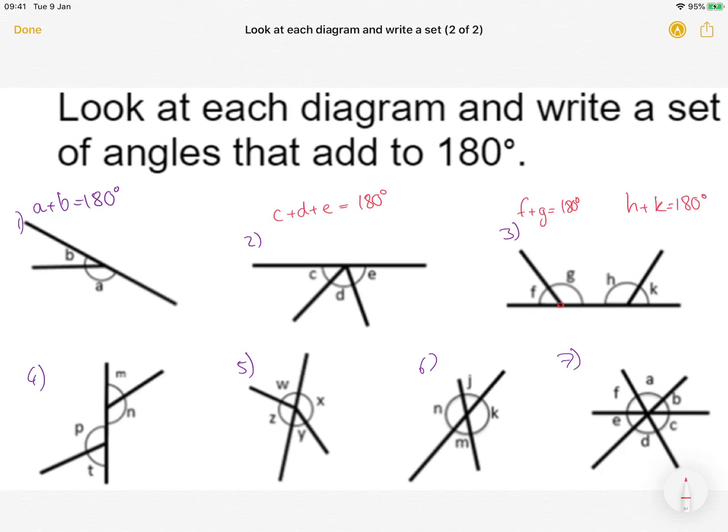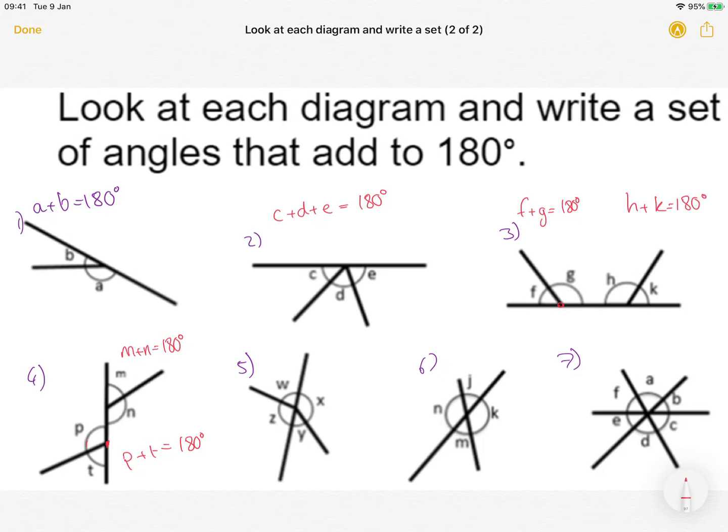Okay, make sure you're having a go at 4, 5, 6, 7. Let's see what other facts we can get out of this. So P plus T would equal 180 degrees. M plus N would equal 180 degrees. And there's no other sets there that would equal 180 degrees. Because these two are adjacent to each other, P and T, and M and N are adjacent to each other, next to each other. Right, question 5.